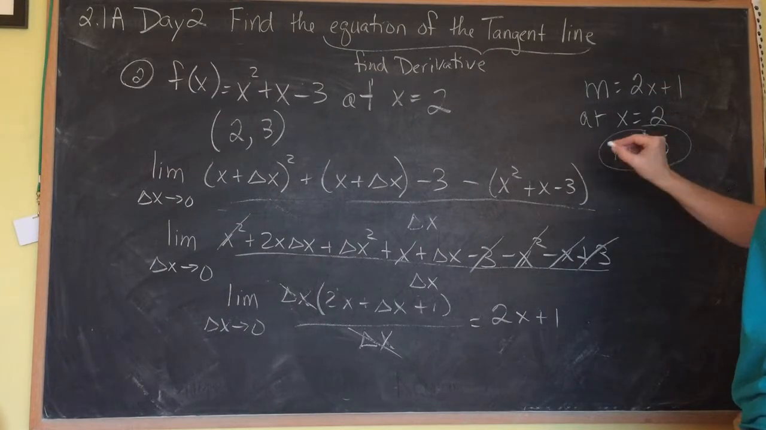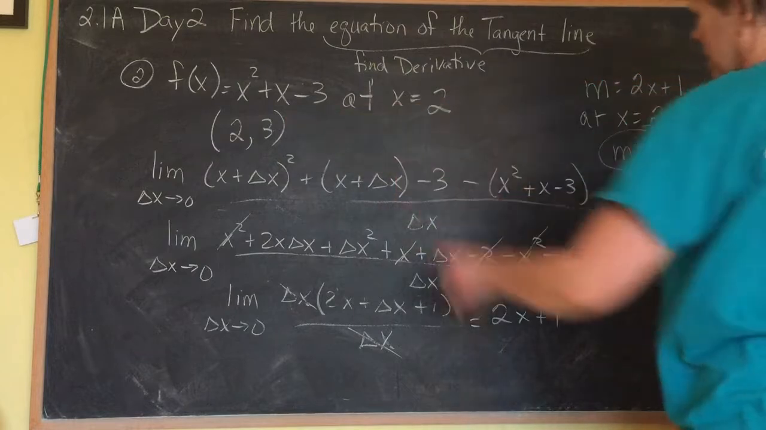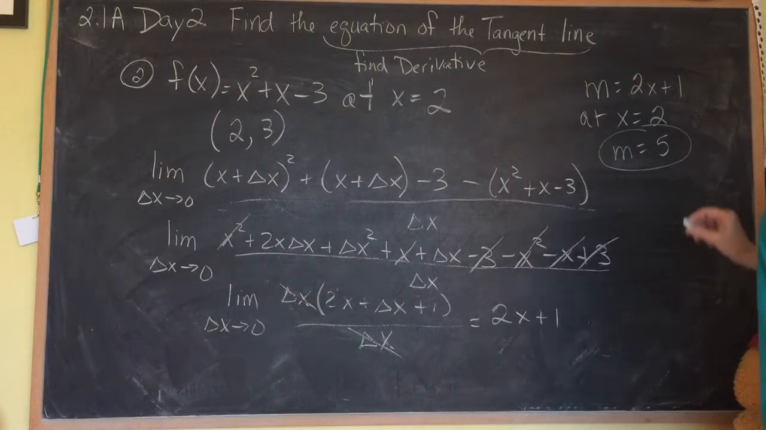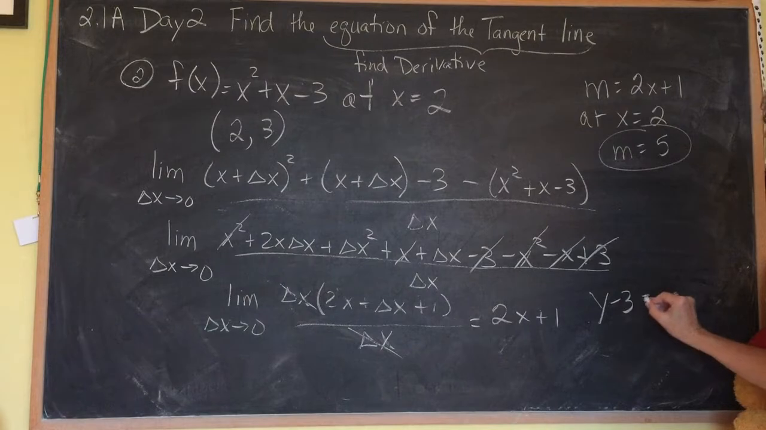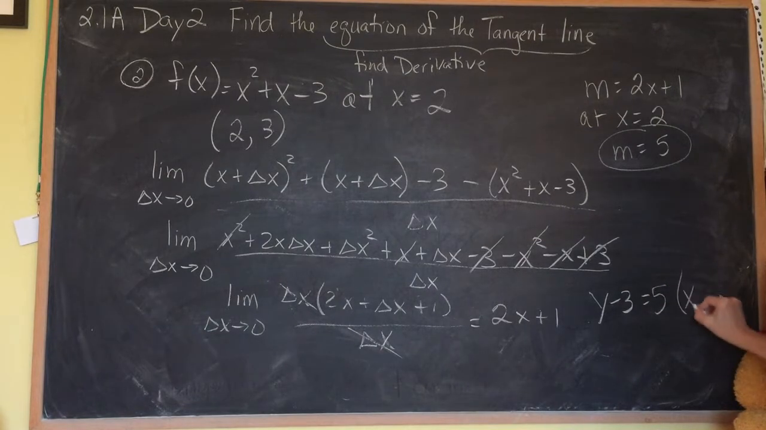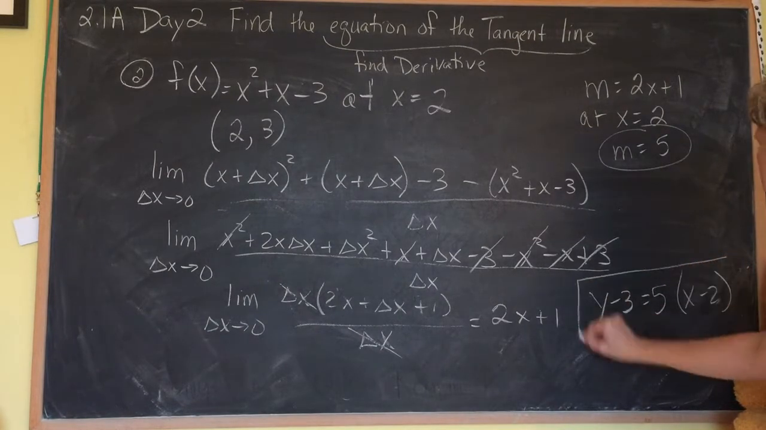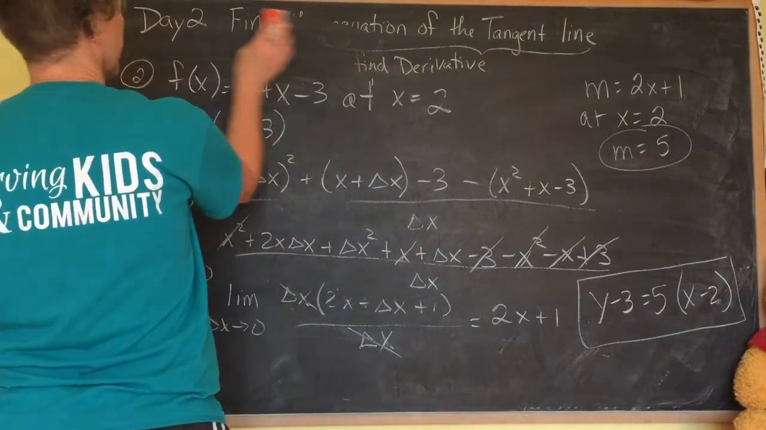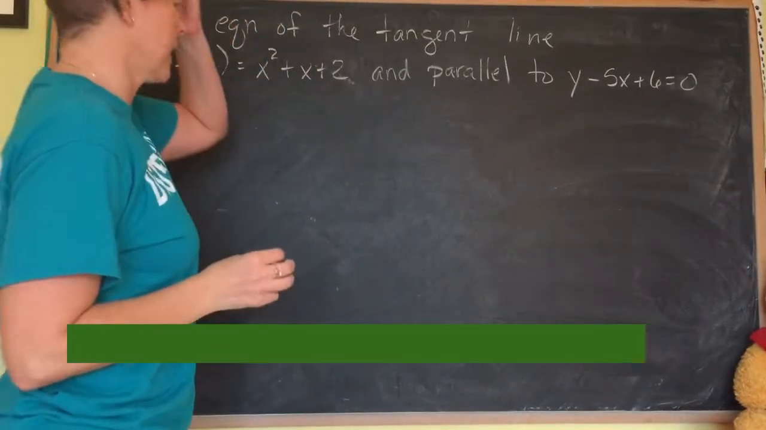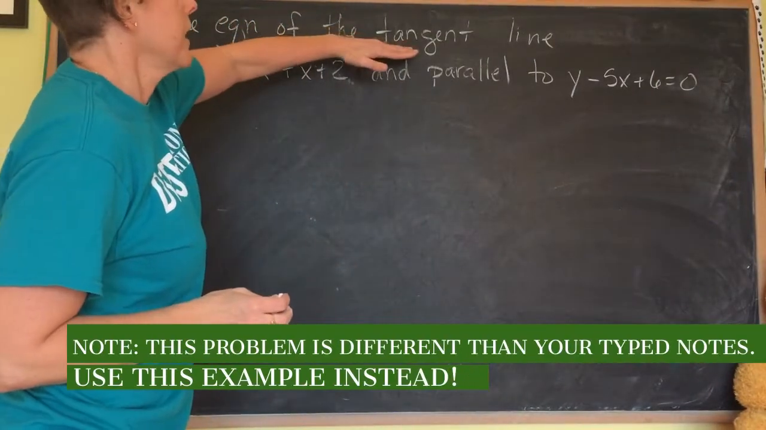So there's my slope. There's my point. So my equation of my tangent line is going to be y minus 3 is equal to 5 times x minus 2. One more, number 3, and it's kind of a biggie here. All right, so let's kind of break this down. Equation of the tangent line.